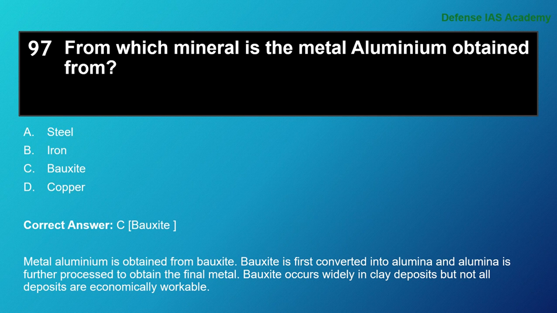Sericulture refers to rearing of silkworms and obtaining silk from them. Presently, sericulture is almost confined to Eastern Asia and Southern Europe. Italy is the only major exporter of raw silk in Europe. Next question, from which mineral is the metal aluminium obtained? Answer is option C, bauxite.